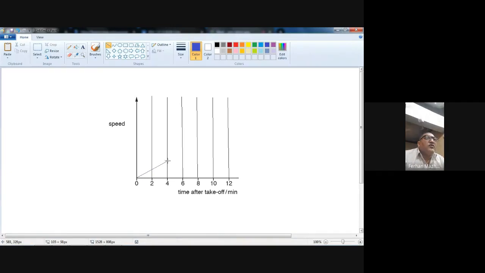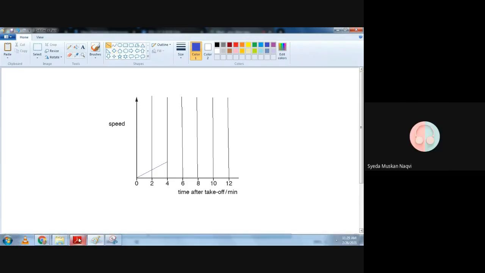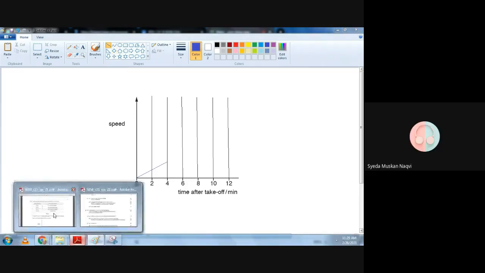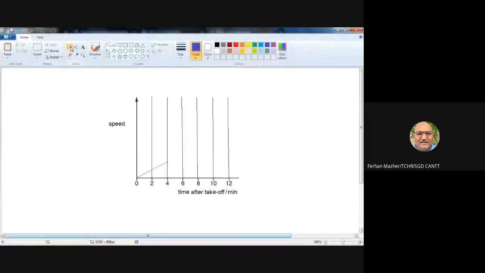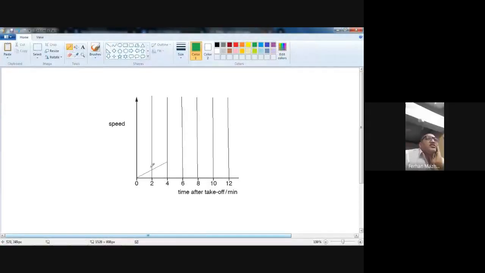From 0 to 4, it was moving with a uniform acceleration. Okay. So I will draw a line like this. A straight line on the speed time graph means that the body is moving with the uniform acceleration. Okay. Then 4 to 6, increasing acceleration. This you read. So from 4 to 6, increasing acceleration. On the speed time graph, when you represent increasing acceleration, you draw a curve which is curving upward.